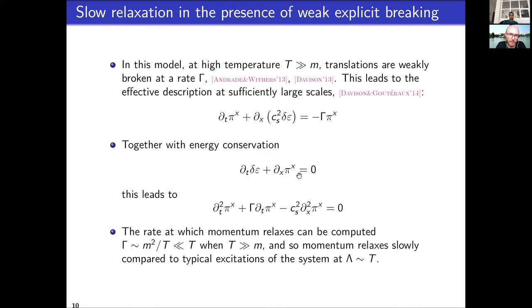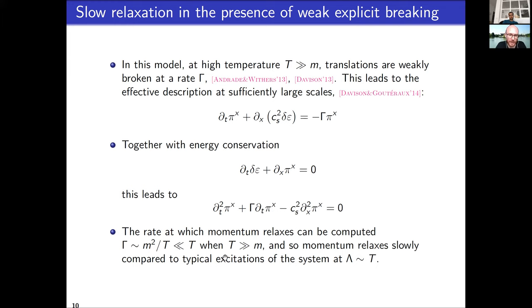Now we add to this energy conservation, which is not affected in the system, right? There's no time dependence anywhere, so energy is conserved. And then when I combine these two equations by taking a time derivative of the first one and substituting with this one, I get a second order equation for momentum, which looks like this. And the question is, let's check whether that provides an actual accurate description of our system.